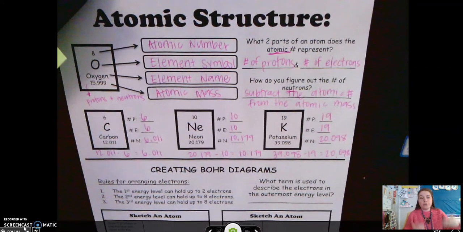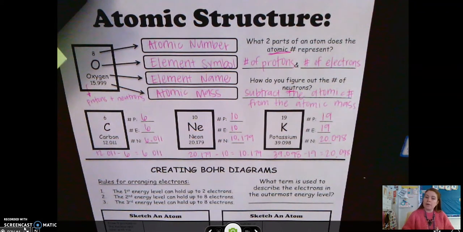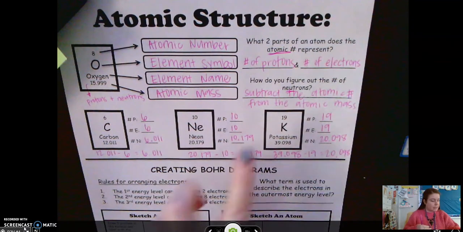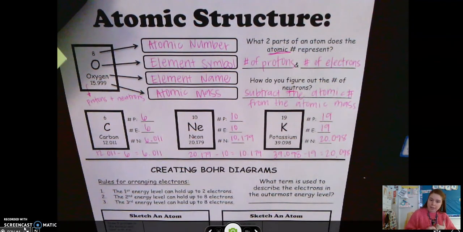So now you should be able to look at any element and figure out its atomic number, its atomic mass, and how many of each subatomic particle you can see in that particular element that you're looking at. Pause the video here if you need to write anything down.